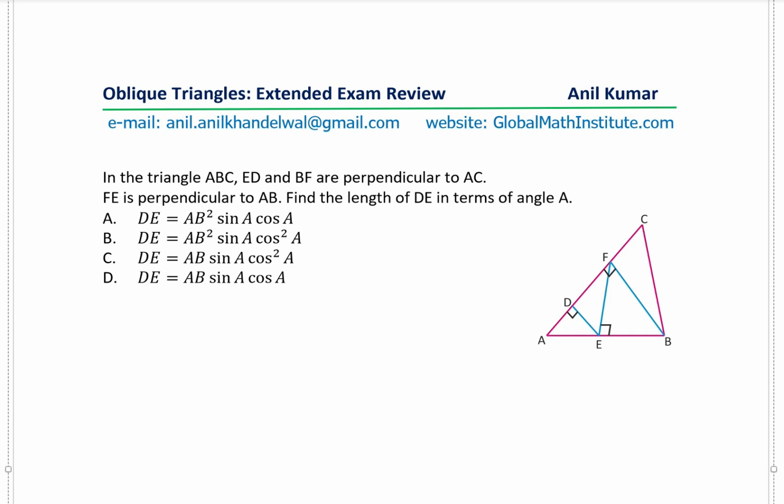So what we're trying to figure out is what is DE, which is this particular side. If you look at it, this side could be related with the angle right here. Whenever you have a combination of right triangles, the triangles could be similar. Therefore, you have to look for which angles are equal. So let's look into the angle which is equal to A so that we can relate this particular side DE with AB.